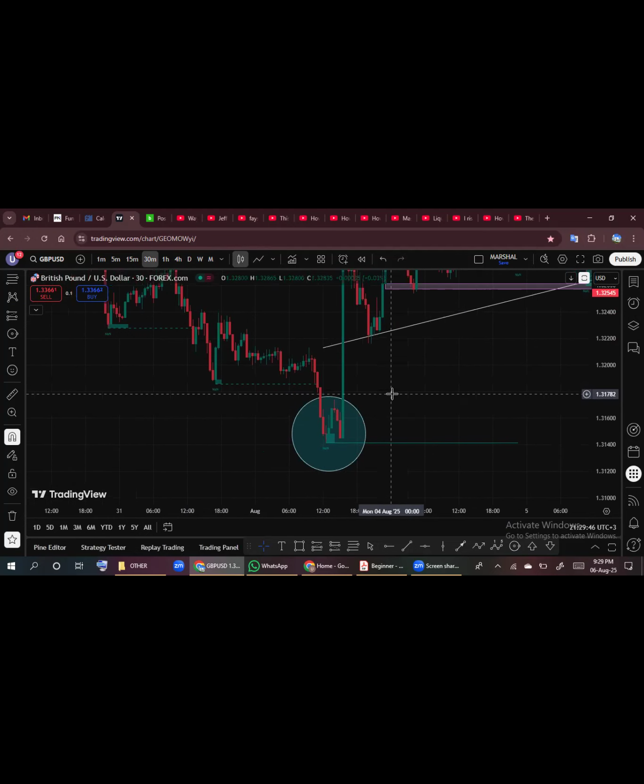So all I'm saying is this: if you know through candlestick formation and chart pattern that the market will reverse from this point, you need to take advantage of your entry.